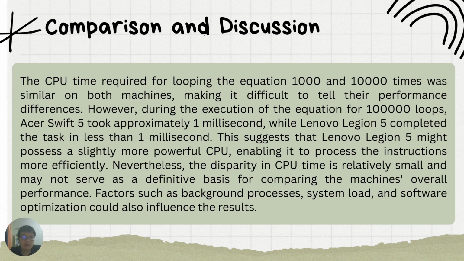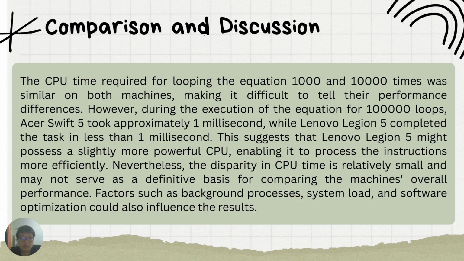From the results just now, we can see that when we loop the equation for 1,000 and 10,000 times, the CPU time taken is the same for both machines, which is 0. So we can't really use the result to compare and tell the performance difference of both of the machines. However, when we execute the equation for 100,000 times, SR35 took a slightly longer time than Lenovo Legion 5.